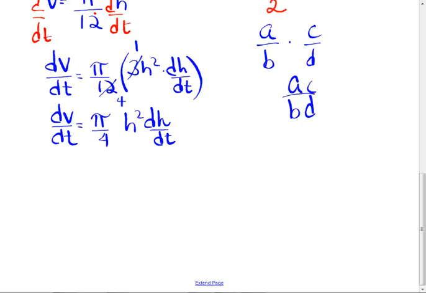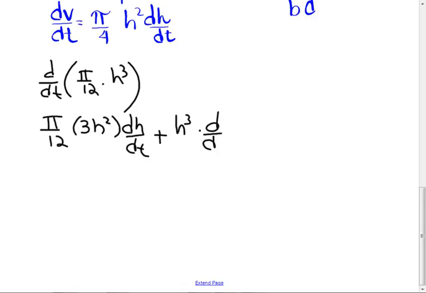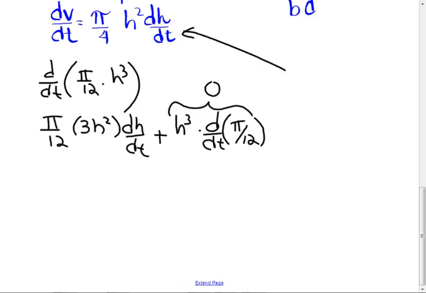Because if you don't want to ignore it, then you have to do the derivative with respect to time of, was it pi over 12 times h cubed? Well, that would be pi over 12 times 3h squared dh dt plus h cubed times the derivative of pi over 12. And that's 0. Remember, we can always pass a constant through the derivative operator. I think we'd forget, but we have. Okay, going back to this, I know some stuff. Do I know dv dt? I think I do.